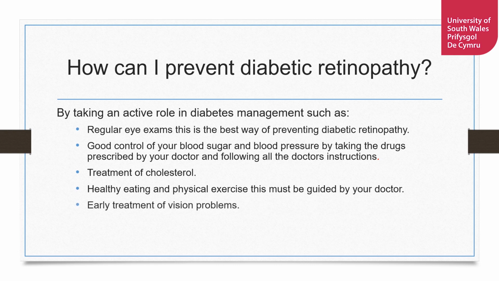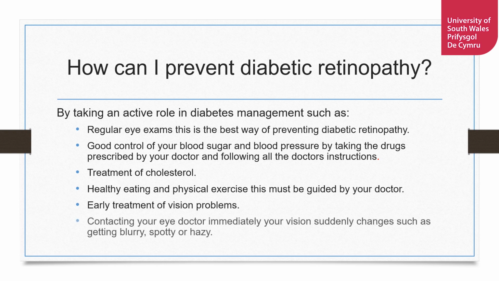Early treatment of visual problems. If you have diabetes, contact your eye doctor immediately if your vision suddenly changes, such as getting blurry, spotty, or hazy.